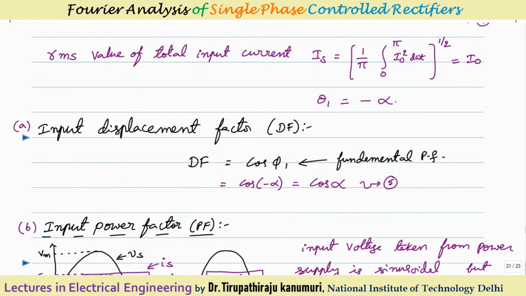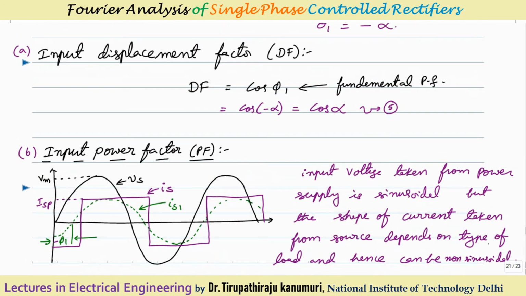So let us see the input performance measures. After that we will go for the output side. The first one is the input displacement factor. Input displacement factor is nothing but the cos of the angle between the fundamental component of the voltage and the fundamental component of the current. That is cos theta 1. This will be equal to cos of minus alpha, because here theta 1 is minus alpha; we are taking the current as lagging, but actually the reference we have taken as positive. So this will be equal to cos alpha. Up to here it is clear.